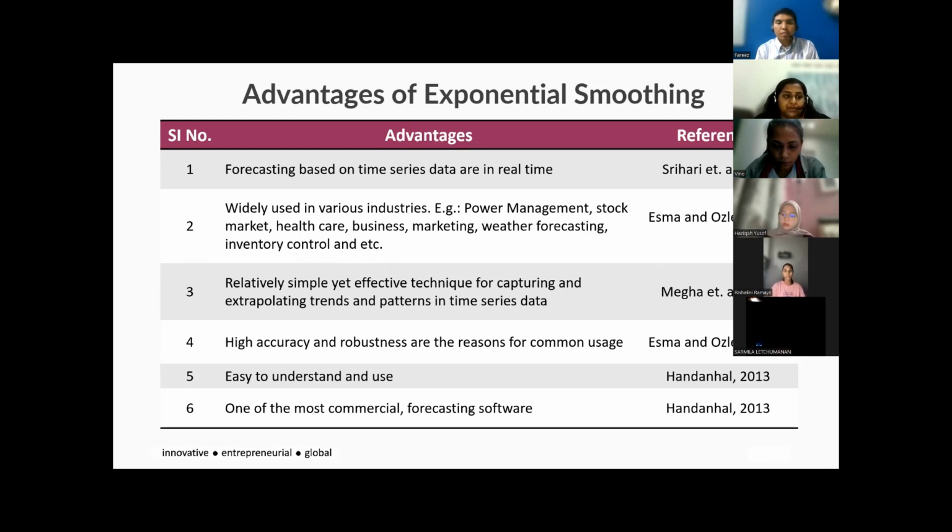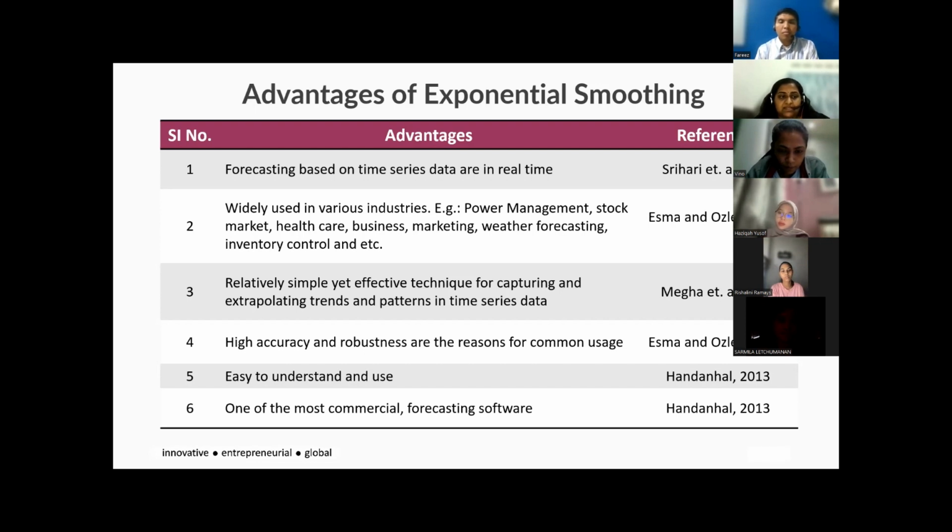control. According to a research paper by ESMA, which employed the exponential smoothing technique in the agriculture sector, it says exponential smoothing technique is a relatively simple yet effective method for capturing and extrapolating trends and patterns in time series data. Moreover, the accuracy and robustness of exponential smoothing estimations are the reason why it is commonly used in applications where multiple series are present, since it requires an automated procedure.